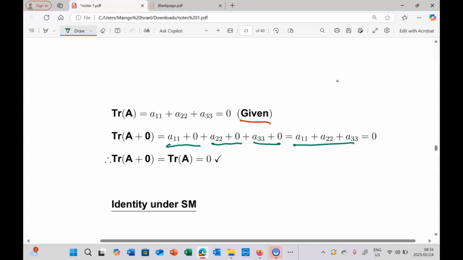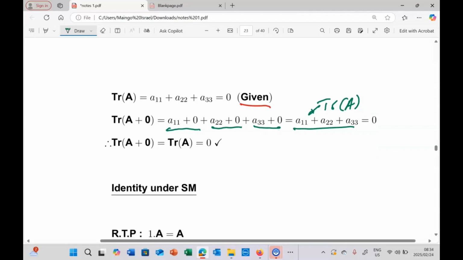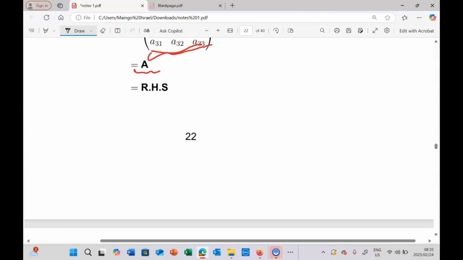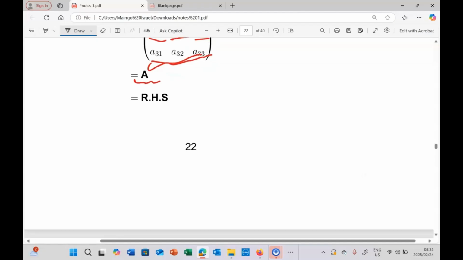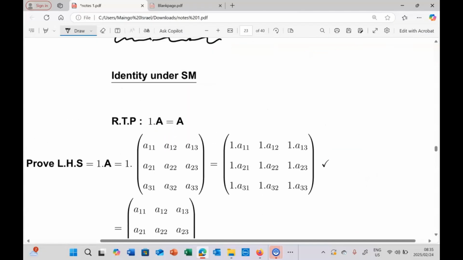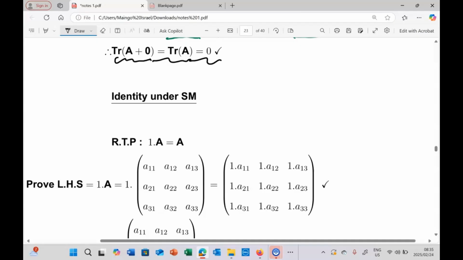But this one, it's a trace of what? It's a trace of A also, which is just 0. You can just say this one is a trace of A, which is 0. So now this means that the trace of A plus 0 is equal to the trace of A is equal to 0. And that's what we're supposed to prove also. So then this means that this is proven. A plus 0 is equal to A. That's the additive identity property under vector addition.